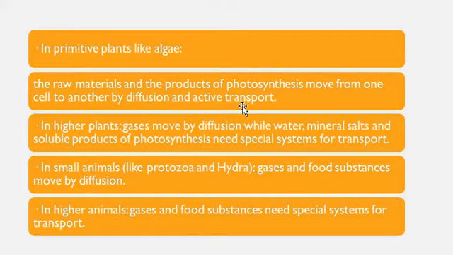While in higher plants, the gases move through the plant. Higher means that they have root, stem, and leaves, but lower plants, like the algae, don't have root, stem, and leaves. Higher plants can move the gases by diffusion, and they also need a special system to do this function, which is transportation. While small animals, like Hydra and Protozoa, also diffuse the water, gas and food inside the body, the higher animals or humans need a special system for transportation.